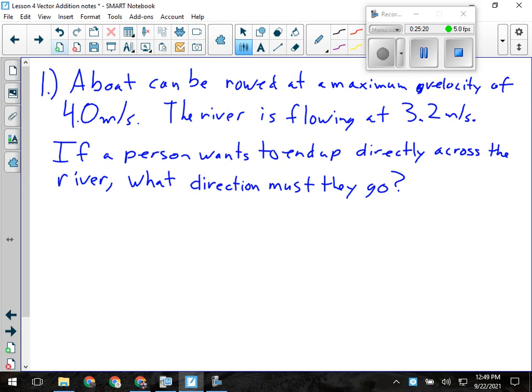Same if you were a cruise ship captain. You're navigating the ship and there's an ocean current or a wind. You have to point into the wind a little bit so that you end up going straight, or you'll be way off course.